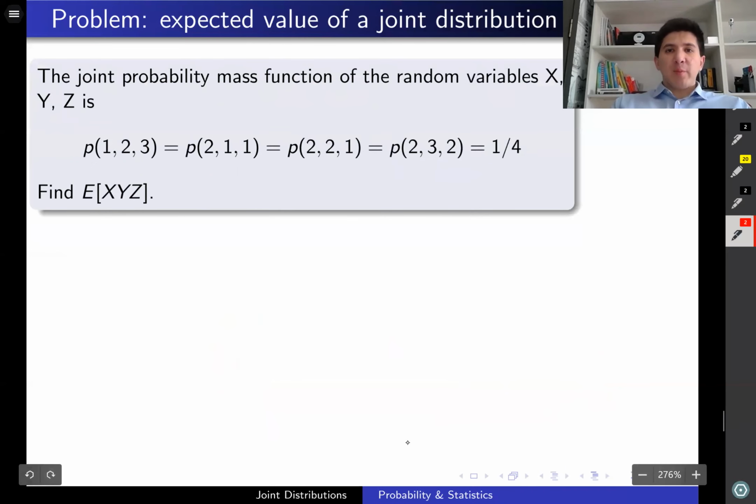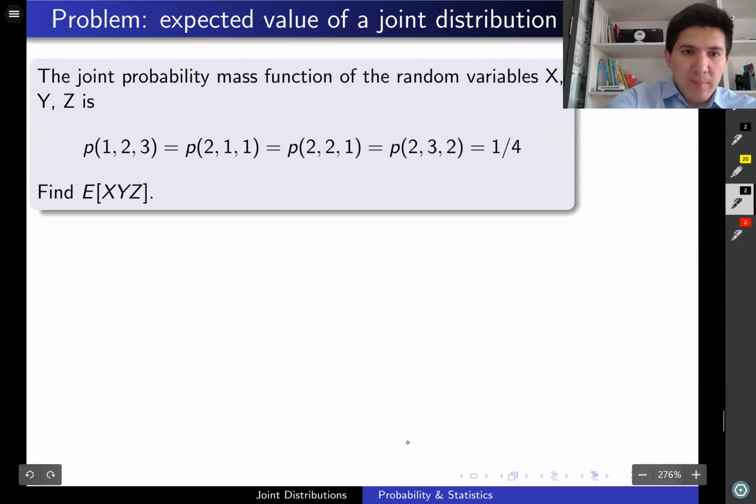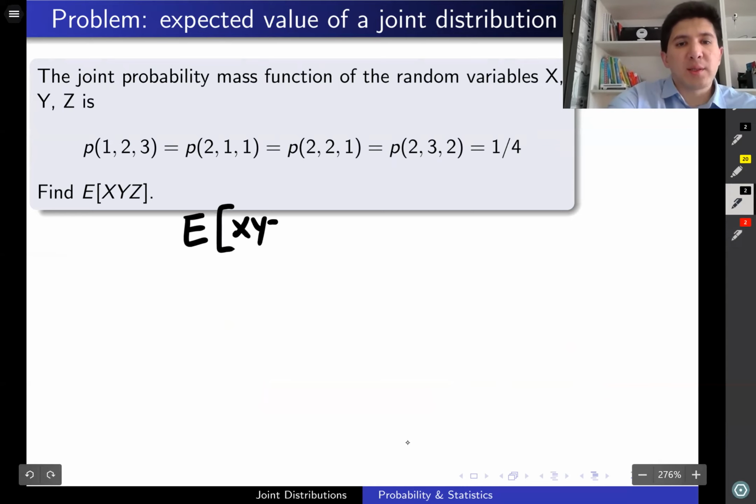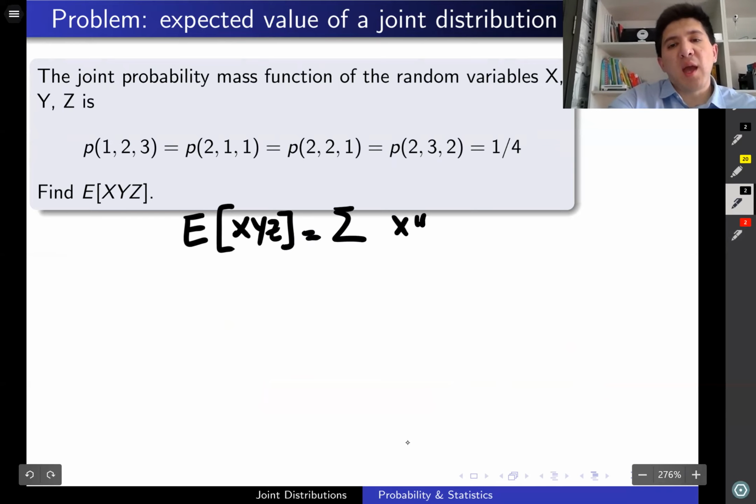So let's consider another problem to find the expected value of the joint distributions. First, we are given the joint probability mass function like this. We need to find the expected value of the multiplication of x, y, and z. It's very simple. The expected value of xyz is going to be a multiplication of all the values of x, y, and z multiplied by their probability.